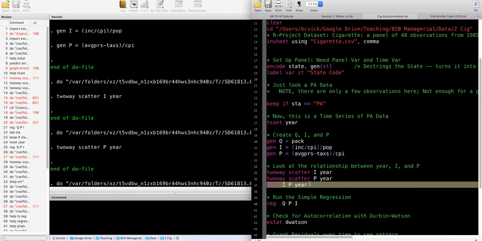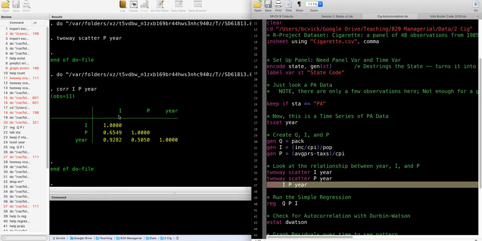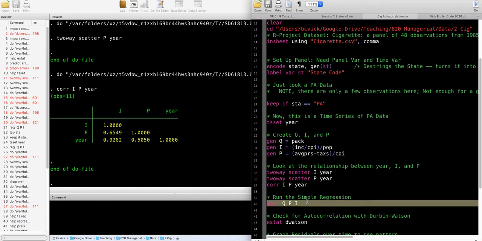If you do a correlation, you start to see very quickly that income has a very high correlation to year, and year has a high correlation to price. So time is going on, something is going on here with time. So that's the first indicator. Simply working with time series data, we should figure that autocorrelation could be a problem. There's this relationship with time in our data.